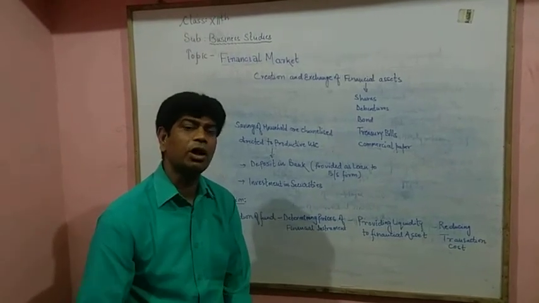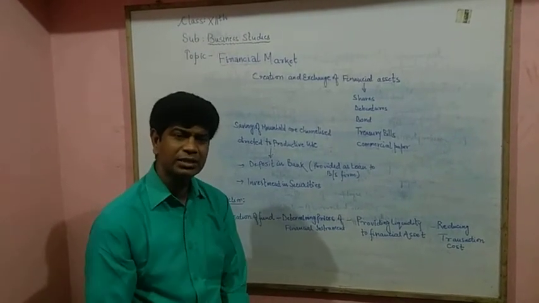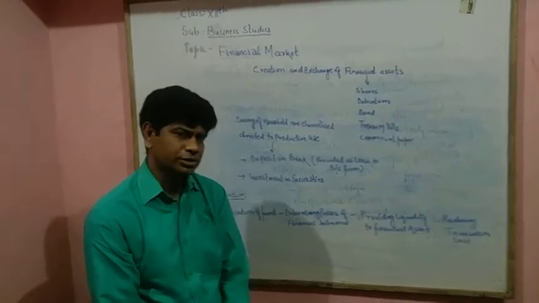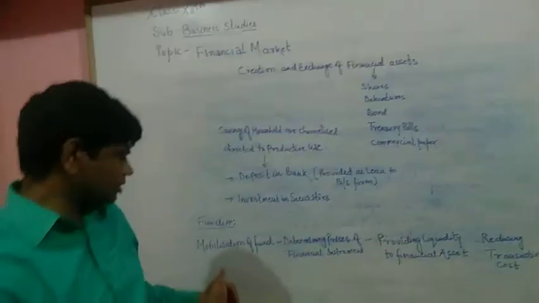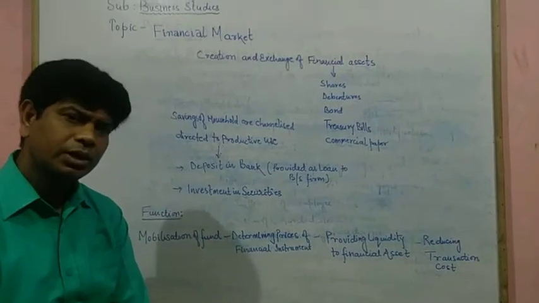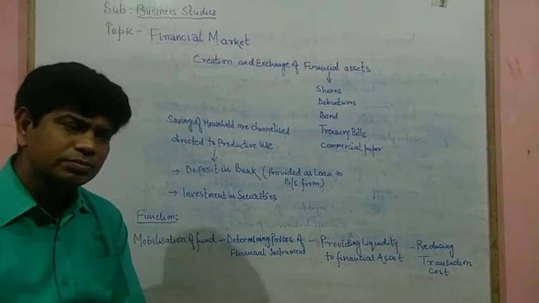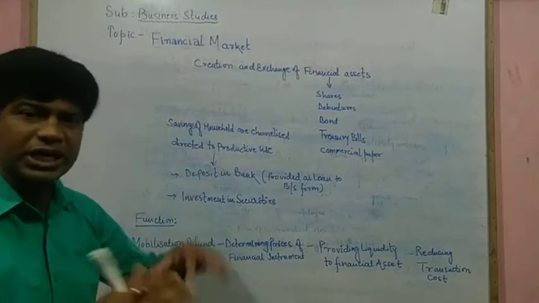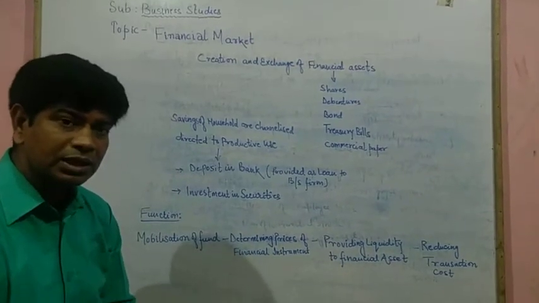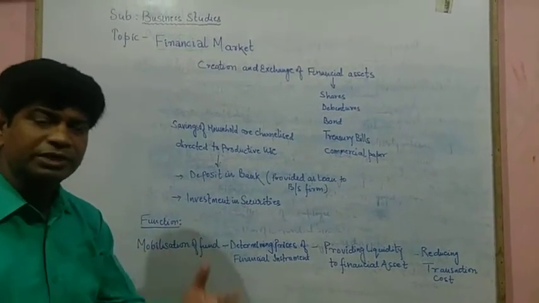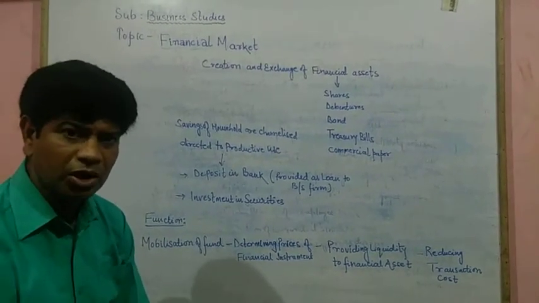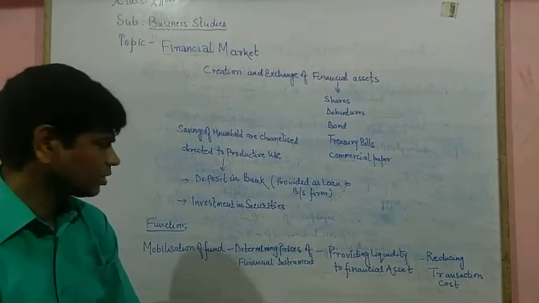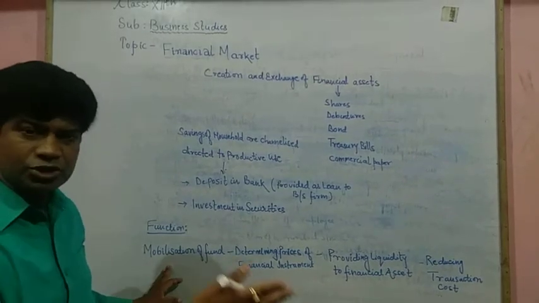Now, what are the functions of the financial market? As we have seen from our discussion, the financial market has four major functions. The first function is mobilization of the funds. The savings of the households are channelized or directed to a more productive use. Where these funds can be used in the process of production or in some business operation, those funds are mobilized over there.